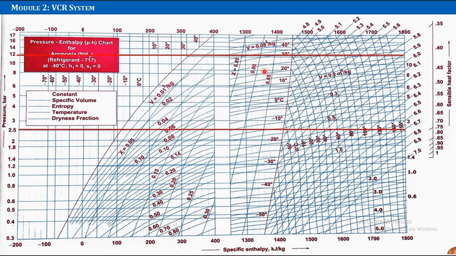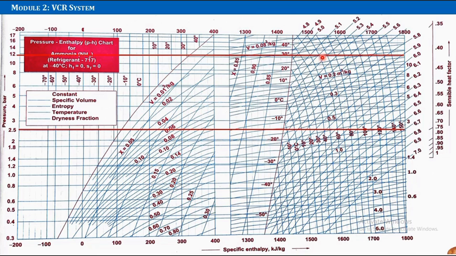Now here I have to locate the points number 1, 2, 3, 4. That is inlet to the compressor, point 1, exit of the compressor, point 2, exit of condenser, point 3, and exit of expansion valve or entry to the evaporator, that is point 4. So these are all the 4 points we have to locate on the pH chart.